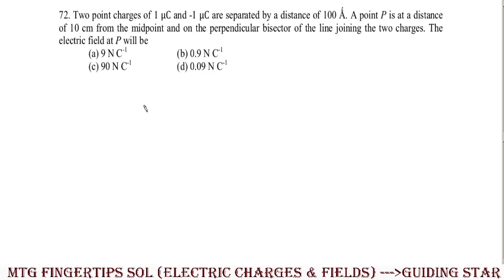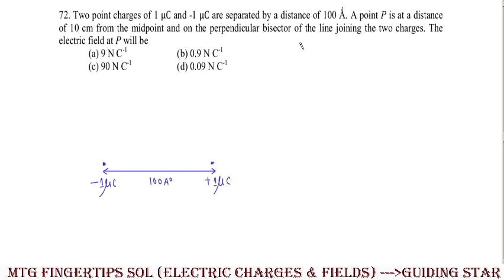Next, in question number 72, two point charges, 1 microcoulomb and minus 1 microcoulomb, are separated by a distance of 100 angstrom. Okay, so let us draw the figure first. Two point charges, let one be minus 1 microcoulomb and the other plus 1 microcoulomb, separated by a distance of 100 angstrom.